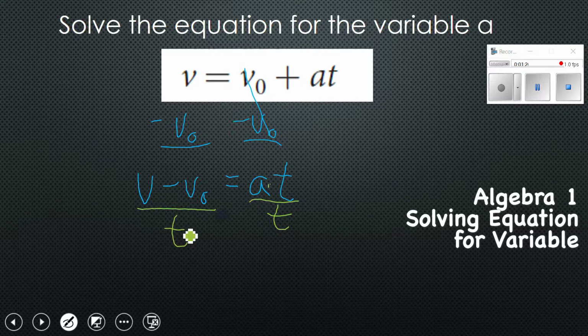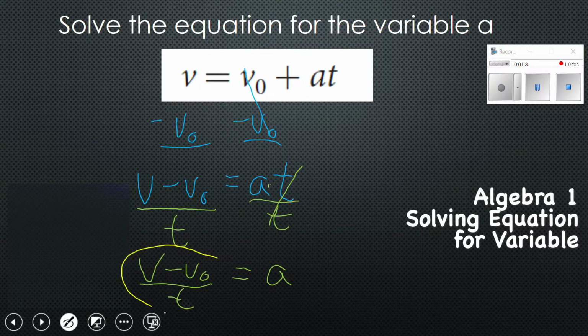Then we're going to rewrite the equation. So those cancel, leaving a, which is what we were looking for. And on the left side, we have v minus v naught divided by t. And I'm going to circle this left side here so we can see this is our solution. a equals v minus v naught divided by t.